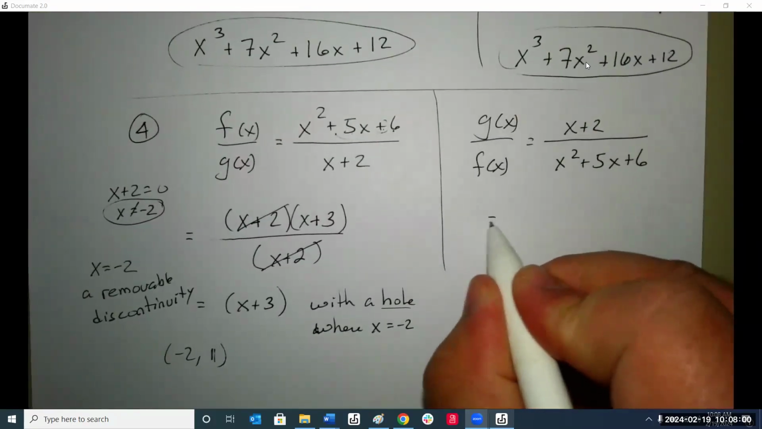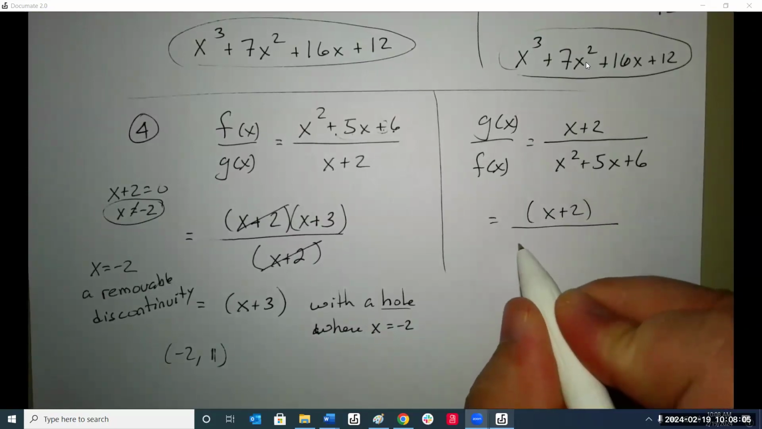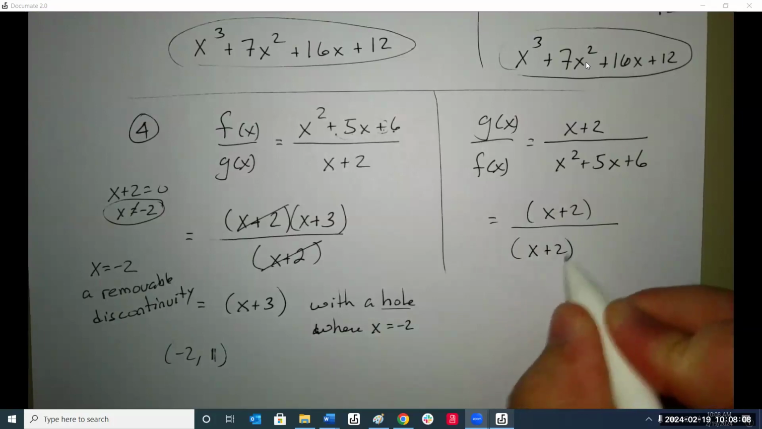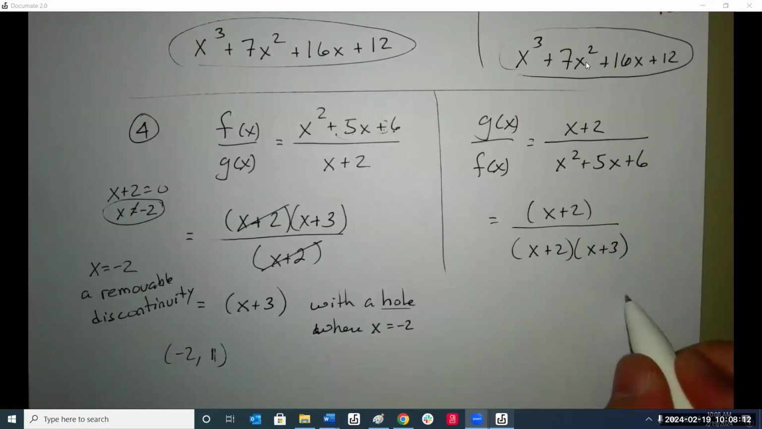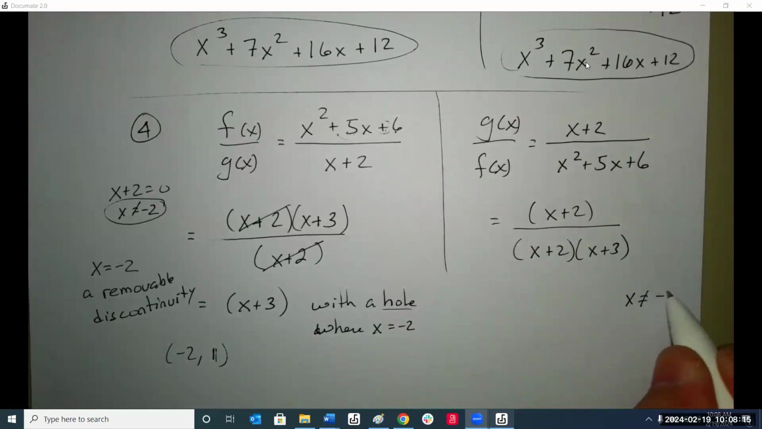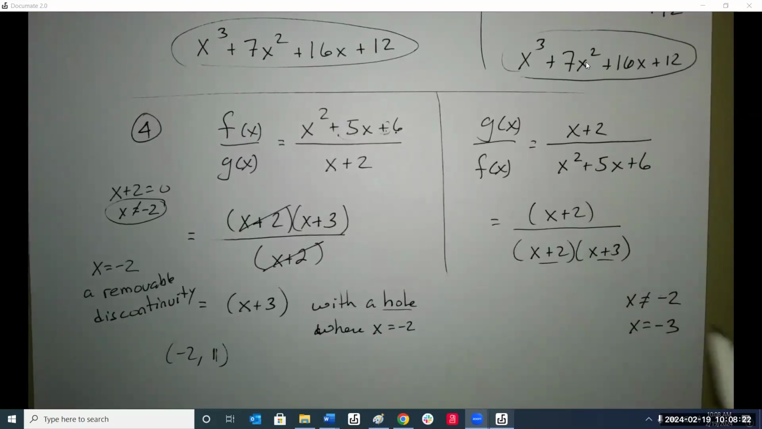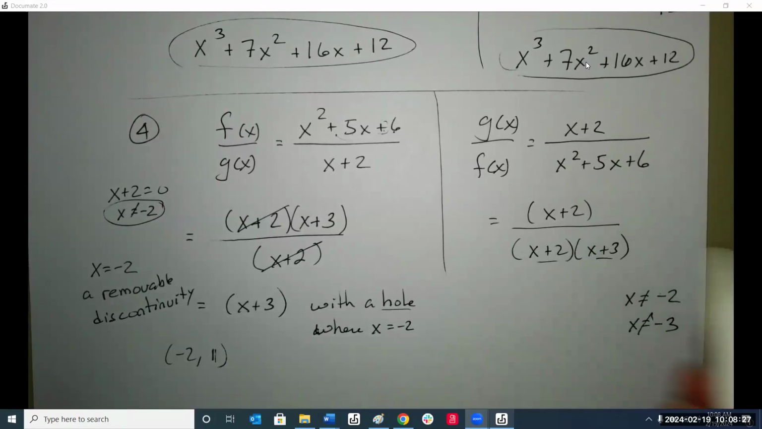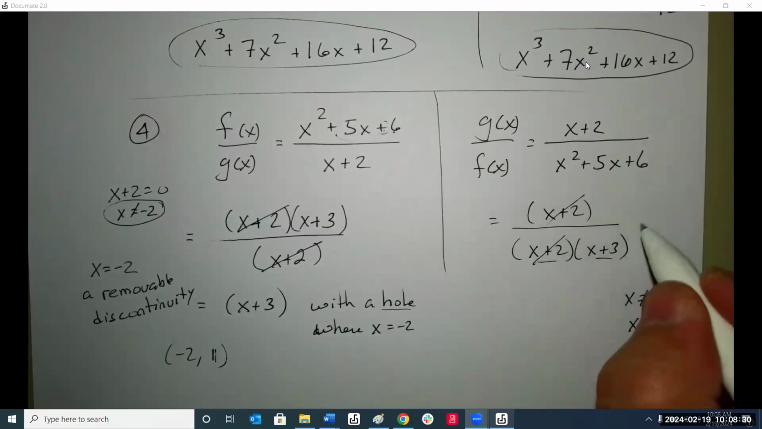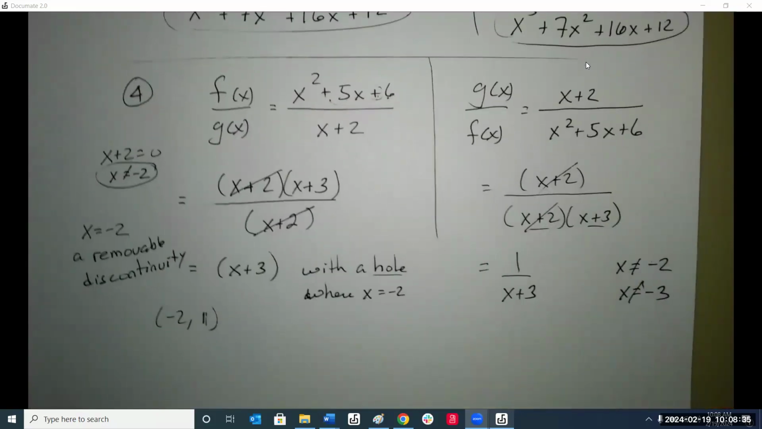Let's take this one. So same thing. We have x plus 2 on top. The bottom factors out to x plus 2, x plus 3. So now we know that x cannot equal -2 and x cannot equal -3, because I set both of these equal to 0. You cannot have 0 on the bottom. So those are my restrictions. But since those cancel, I get 1 over x plus 3.